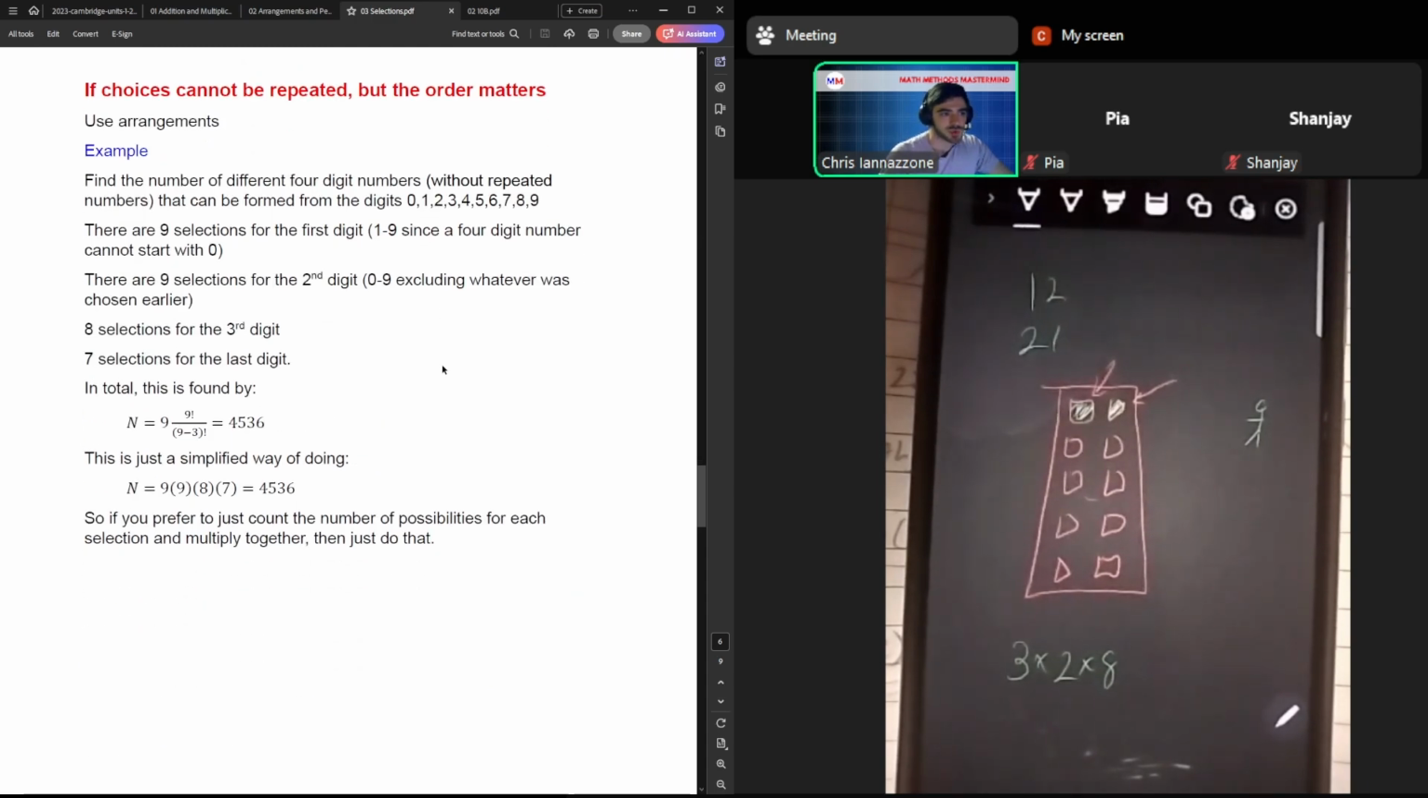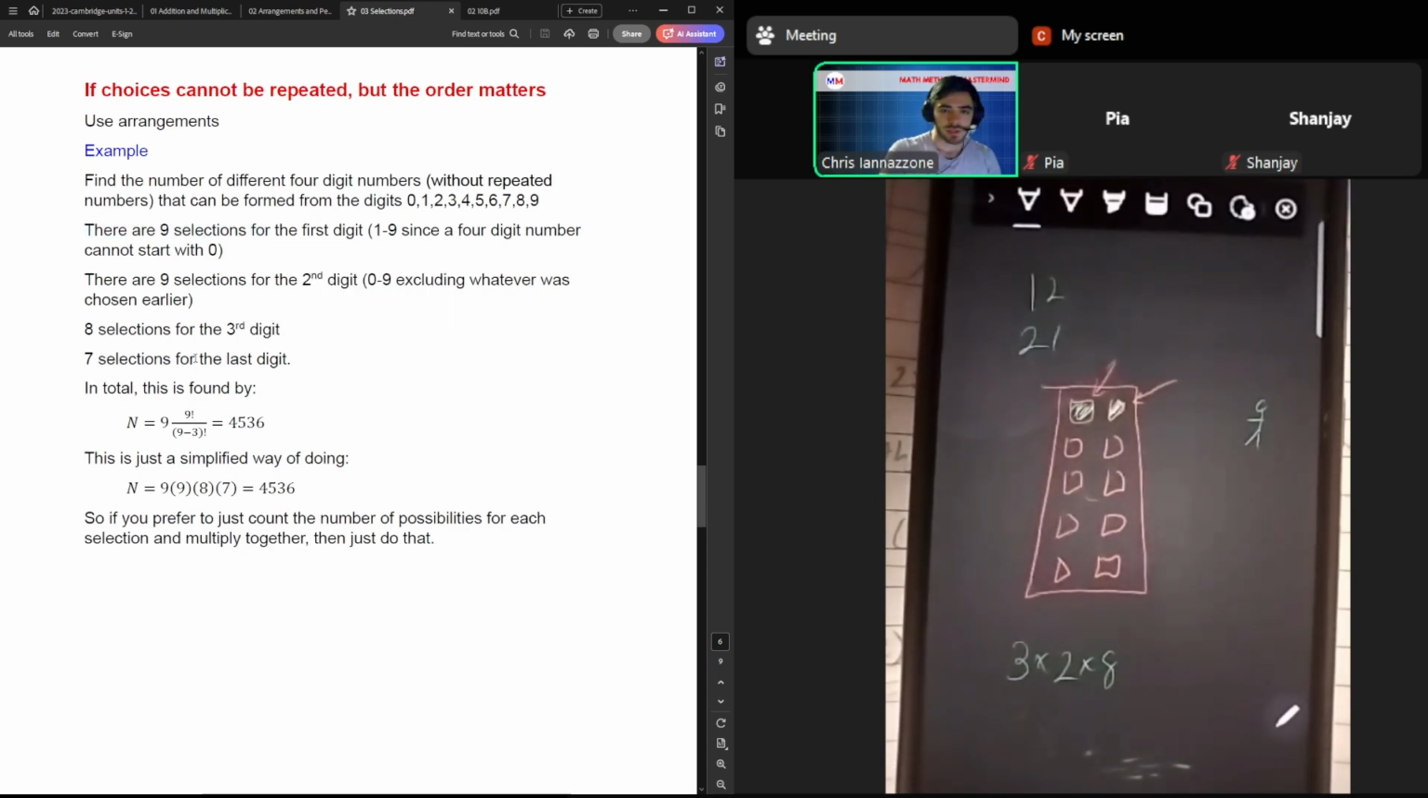Here's an example where the choices can't be repeated and the order in which you write things matters. So in the case of numbers, the number 1, 2 is different to the number 2, 1. So find the number of different 4-digit numbers without repeated numbers. So another way of saying it would be without replacement. That can be formed from the same number of digits.